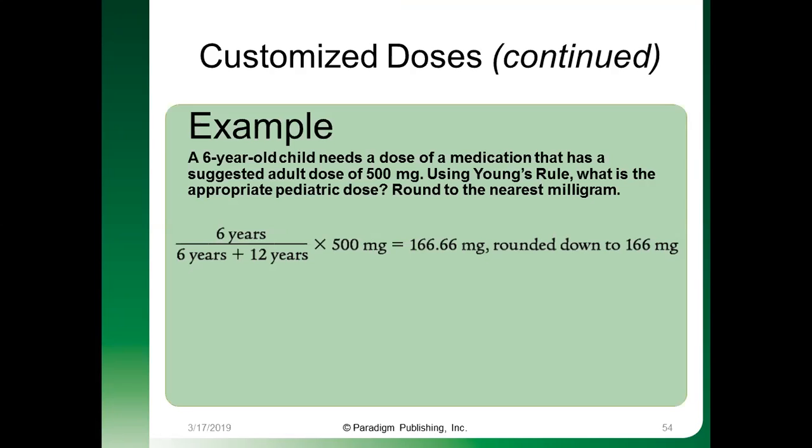So 6 years divided by 6 years plus 12 times 500 milligrams is equal to 166.66 milligrams. And we're always going to round down for pediatric doses. Okay, so we'll leave it as 166.